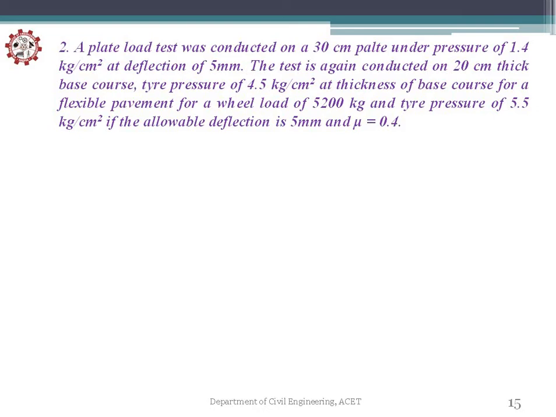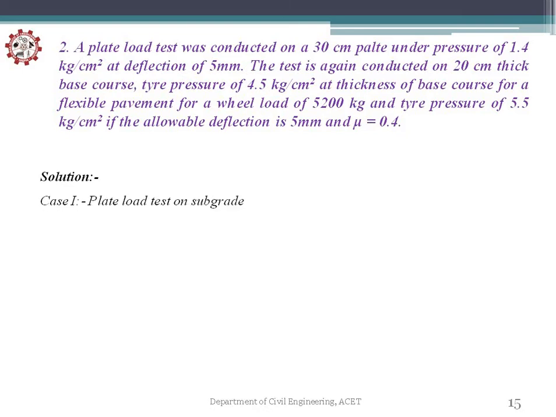So first condition: 1.4 and 5 mm deflection and 30 cm plate. Second condition: 20 cm thick layer with 4.5 tire pressure. And third condition: 5200 kg load, 5.5 tire pressure, and 5 mm is the deflection given. Now you need to find out the thickness. Z you need to find out, and mu is given to us.